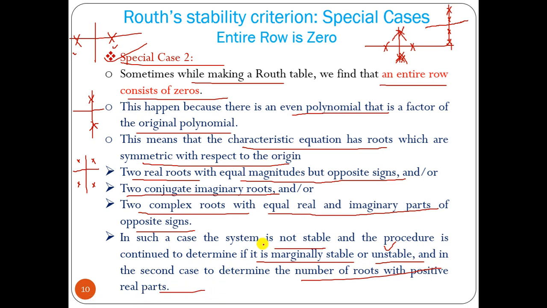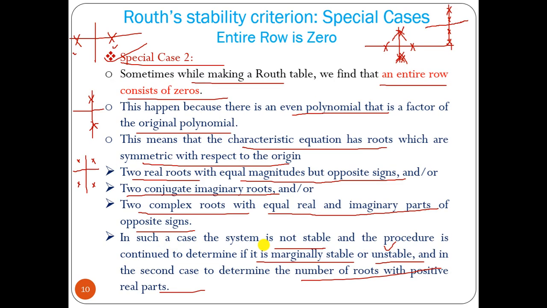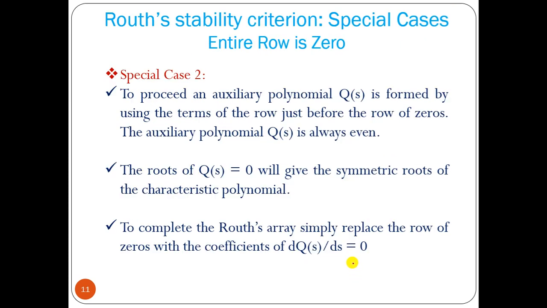If zero occurs in the first column in a row with other non-zero values, then the system is unstable. We have to find out the number of roots in the right half plane. But if the entire row is 0, two conditions may arise. A system can be marginally stable or unstable. That we have to find out. If unstable, we have to find out the number of roots in the right half plane. How can we do that?